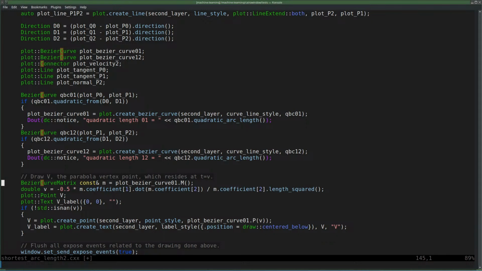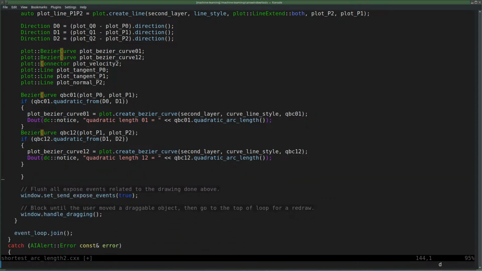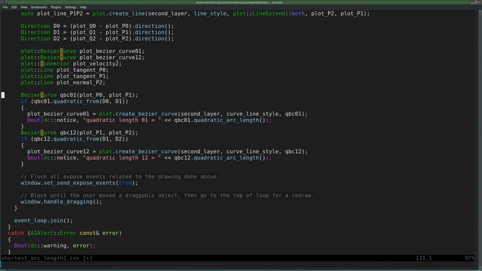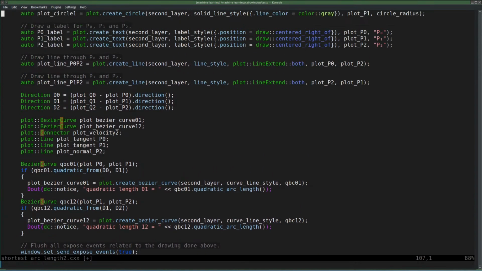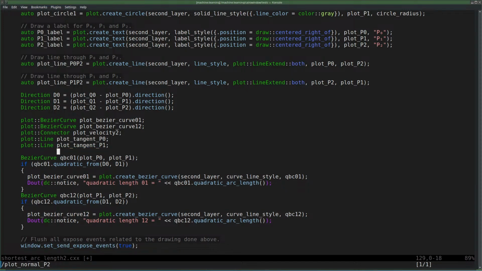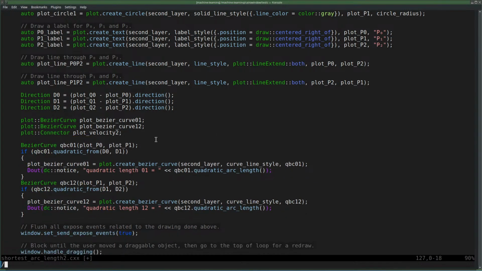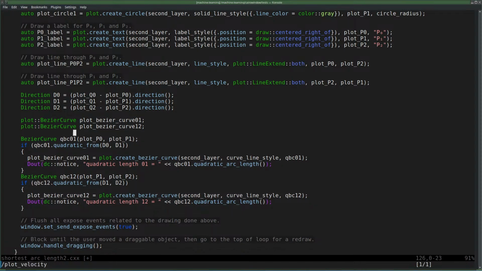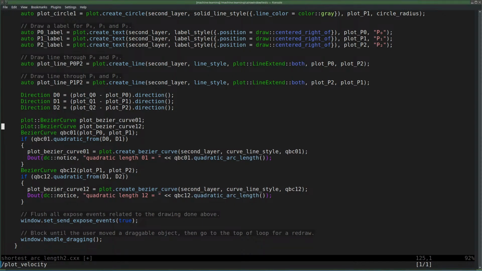Do I want to see the vertex? Not really anymore, right? Let's remove this. Did I make a mistake? Do I even use these anymore? I don't think so. Nope. This one also not. Velocities. The cleanup crew has arrived.